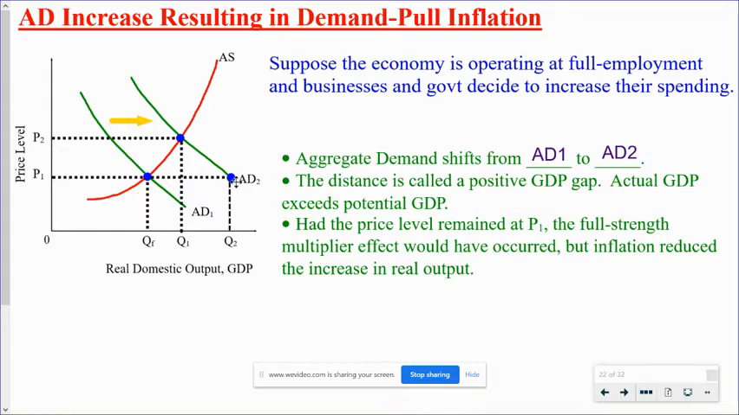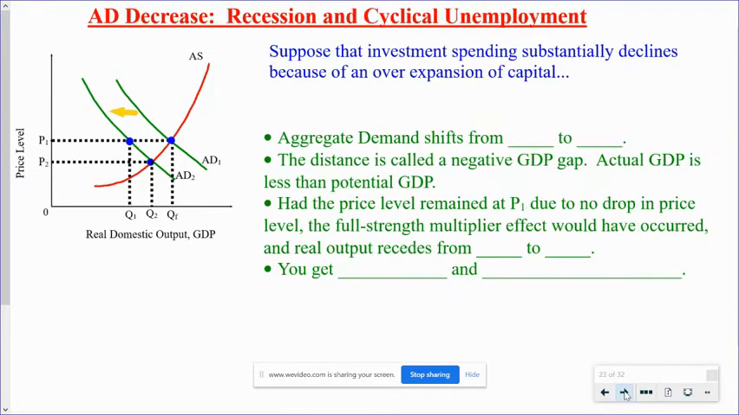But what had happened, instead of moving over here to Q sub 2, once again, had the price level remained at P sub 1, this would have been your full multiplier effect. But what happened is that prices, the general price level, moved. And as a result, we're actually going to be producing now Q sub 1. So one more time, inflation, the general price level moving up, has reduced the potential increase in real output. Instead of being at Q sub 2, it is now at Q sub 1.